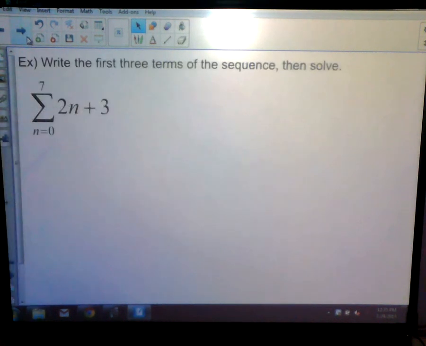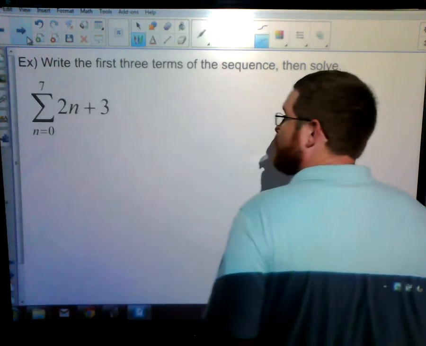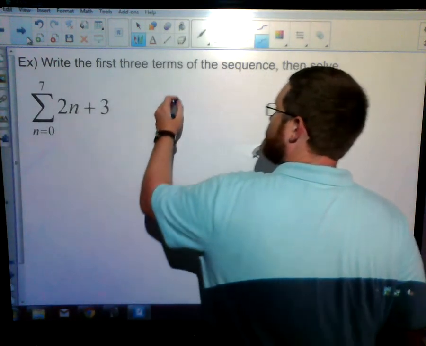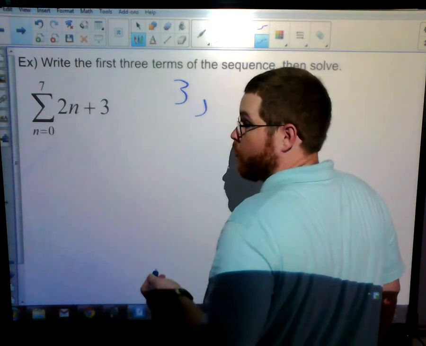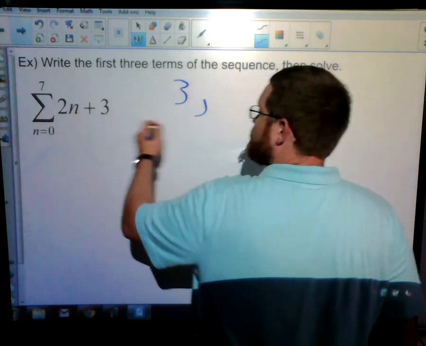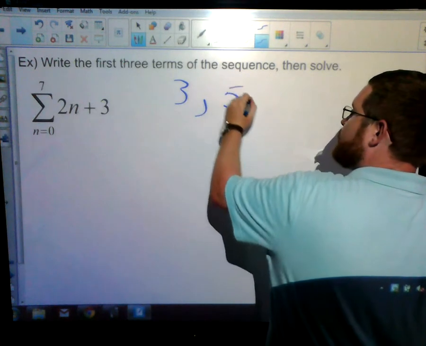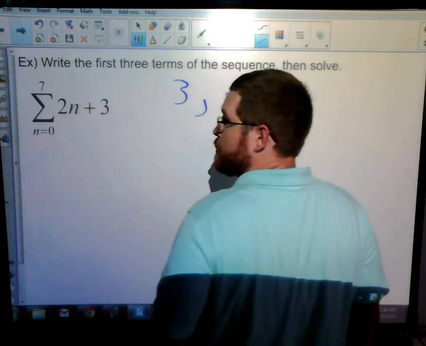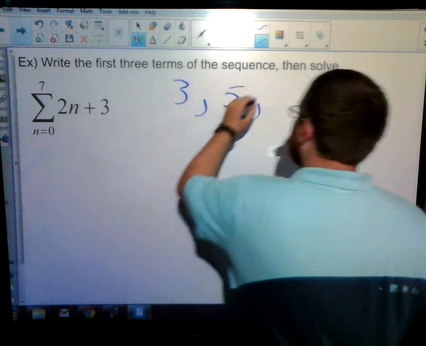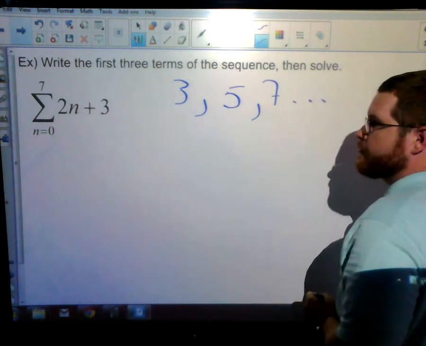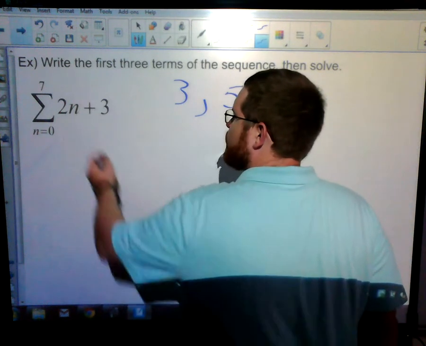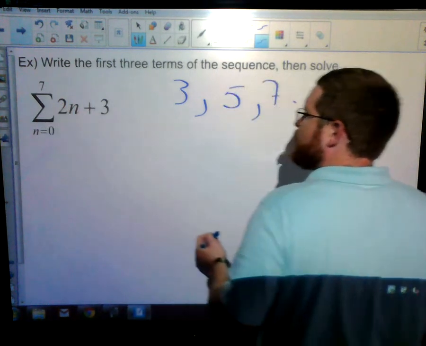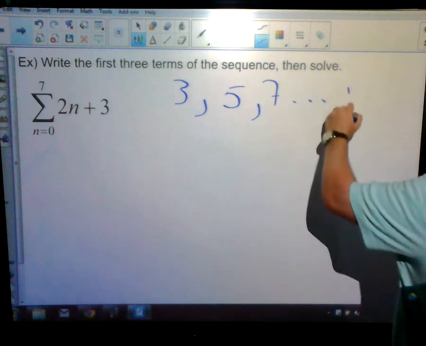So let's take a look at this one. The first number I'm going to plug in is 0. 2 times 0 is 0, plus 3 is 3. What number comes after 0? 1. 2 times 1 plus 3 is 5. What number comes next? 2. 2 times 2 plus 3 is 7. Dot, dot, dot. There's the first 3 terms. What's the last term? 2 times 7 is 14, plus 3 is 17.